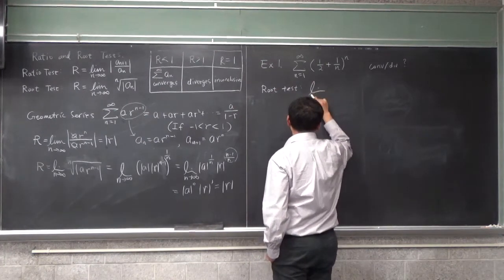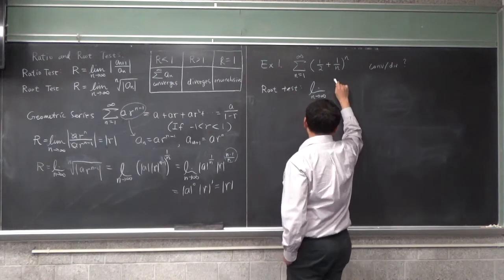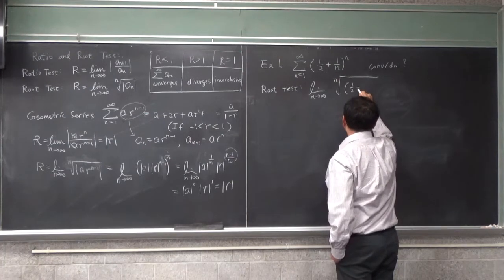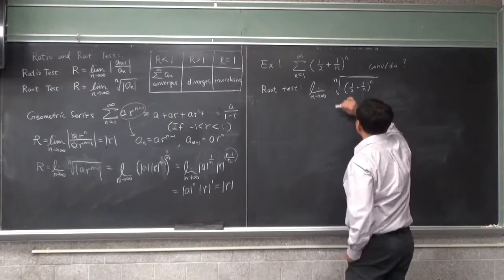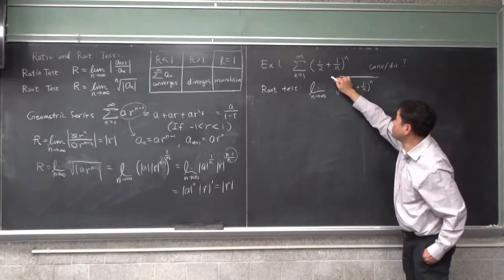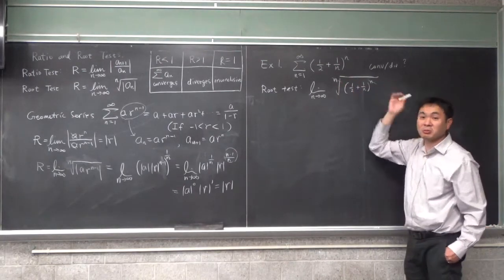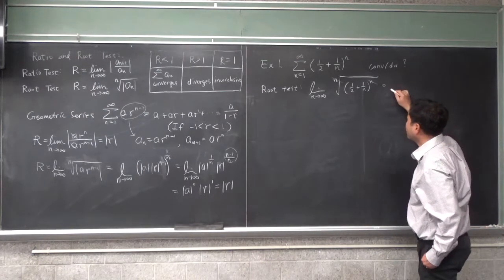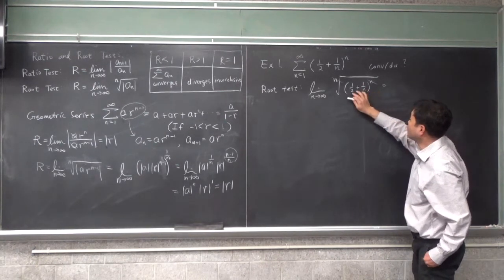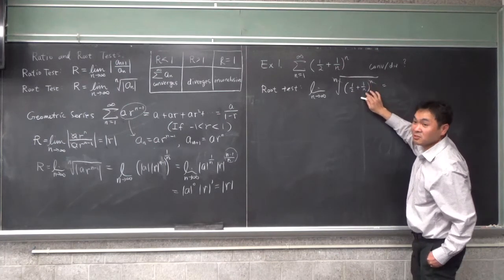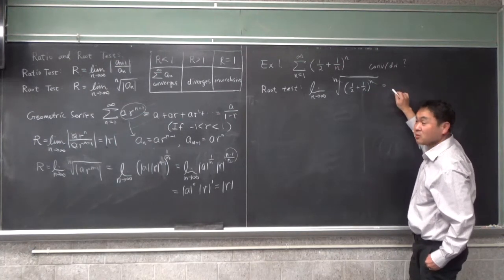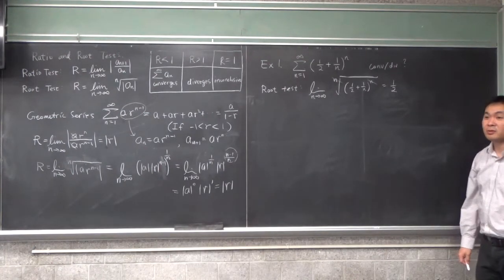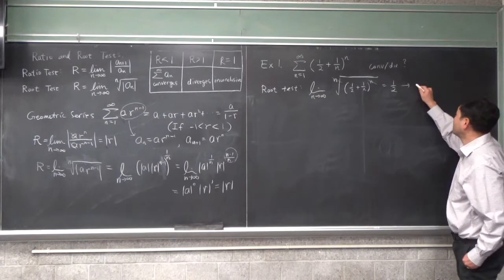This is limit n going to infinity of the nth root of this a_n. And the nth root and the n-th power, they cancel. See, nth root is the same as 1 over n power, right? So they cancel. And therefore, you get limit of 1/2 plus 1 over n, but this 1 over n goes to 0. So what's the value? 1/2, right? So, therefore, it converges.